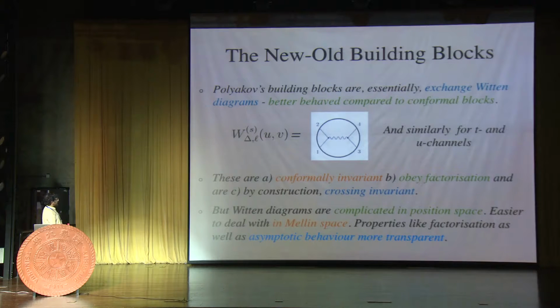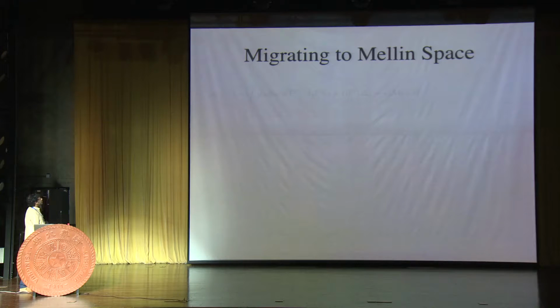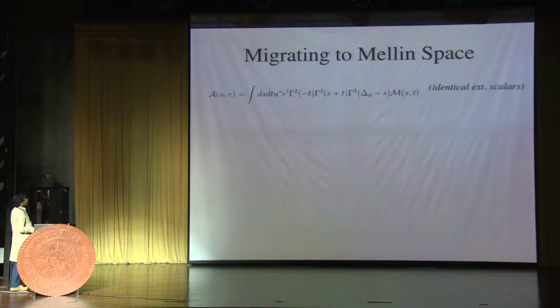However, in position space, these diagrams are complicated, as anyone who has worked with them can testify. So it'll be easier to deal with them in Mellin space, and in particular properties like factorization as well as the asymptotic behavior will be more transparent in Mellin space. So let's migrate to Mellin space. This is how a Mellin amplitude would look like for a 4-point function. It's essentially a Mellin transform in the cross ratios. Again, we are taking identical external scalars.